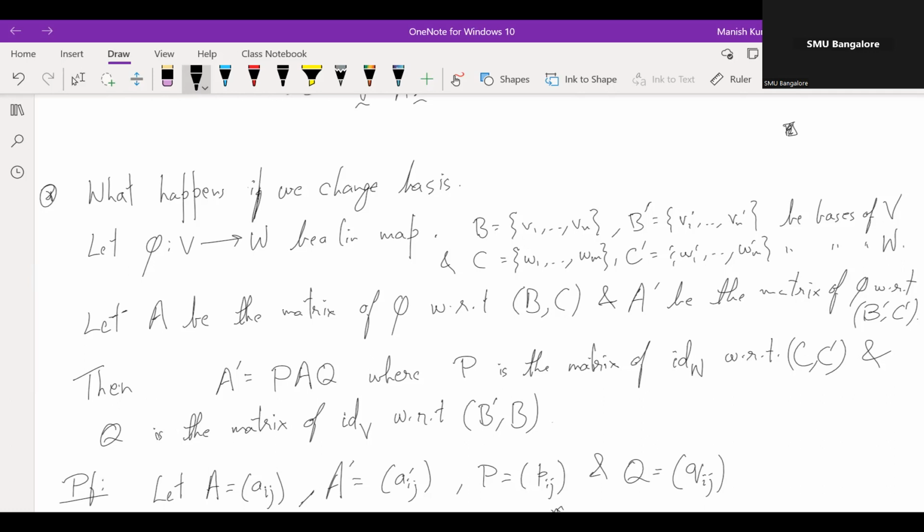So what is this matrix P? Here you think of the identity map on W, that takes each element to itself. If you fix bases, then again you can write a matrix for it. So P is the matrix of the identity map with respect to C, C prime. This is basically the change of basis matrix, which we discussed last time, right? Did we discuss the change of basis matrix last time?